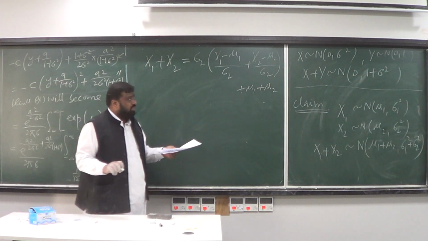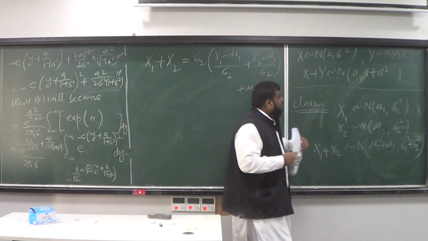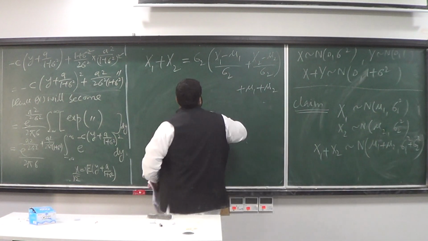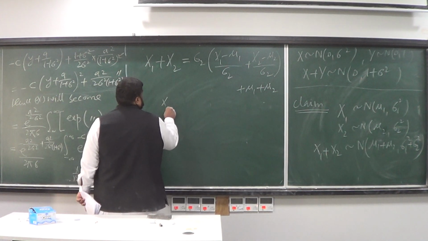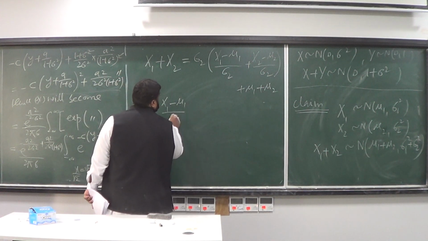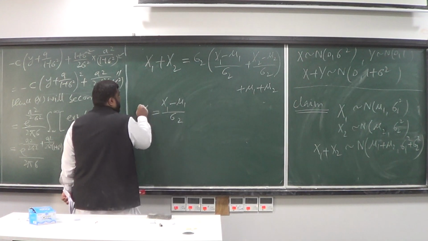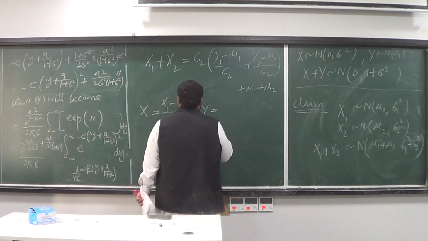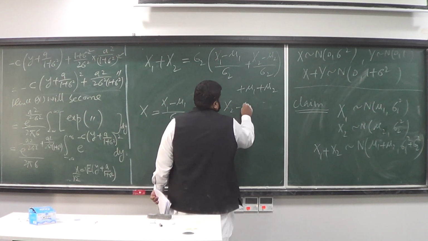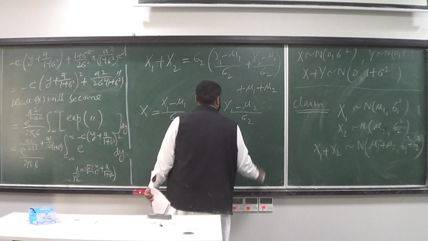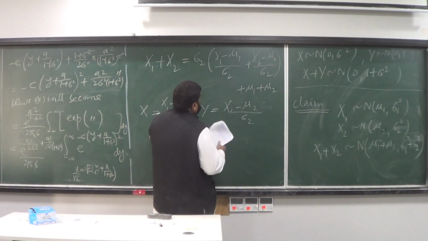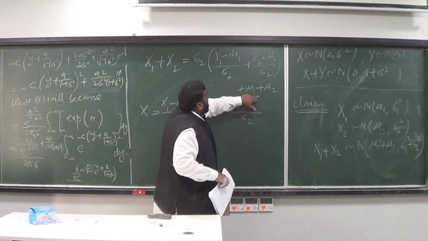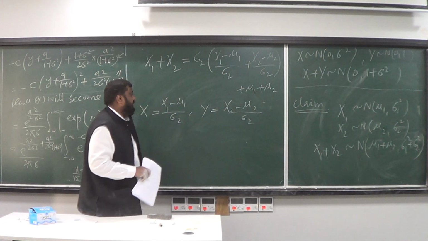Now I'm going to make use of this fact. Let's call x1 minus mu1 over sigma 2 the random variable x, and let's call x2 minus mu2 over sigma 2 the random variable y. By the way, you can see that sigma 2 will cancel out, mu1 and mu2 will cancel out, and you will recover x1 plus x2.